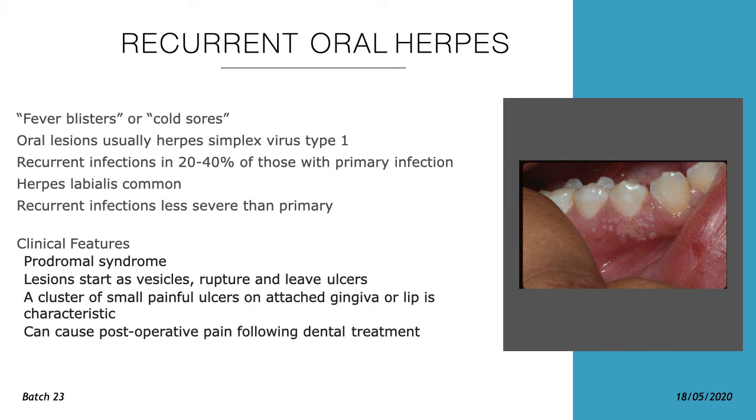So the recurrent infection is less severe compared to the primary infection. The primary infection will be more severe compared to the recurrent infections. The clinical features will be prodromal syndromes. Lesions start as a vesicle and rupture into an ulcer. A cluster of small painful ulcers on the attached gingiva or lip is characteristic, and it can cause postoperative pain if dental treatment is done. So it is advised not to do any dental treatment during the active disease state.